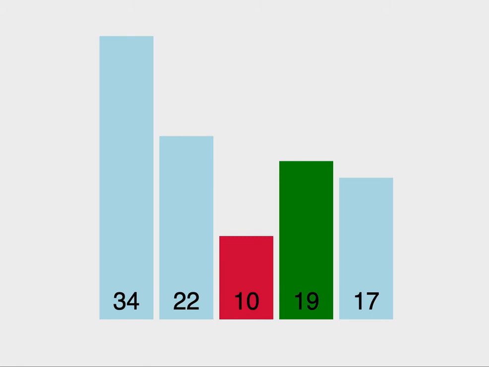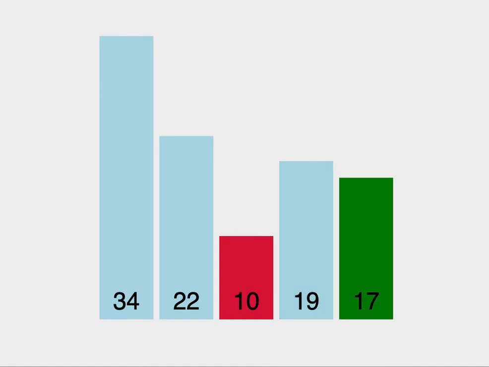Now we take 10 and we compare it to 19. Of the two numbers, 10 is smaller than 19, so the index remains the same. It's still 2, because 10 is less than 19, and we're looking for the smallest number in these passes. Now we go to 17, and we ask ourselves, is 10 less than 17? Yes, it is. So again, the smallest value stays on index 2.